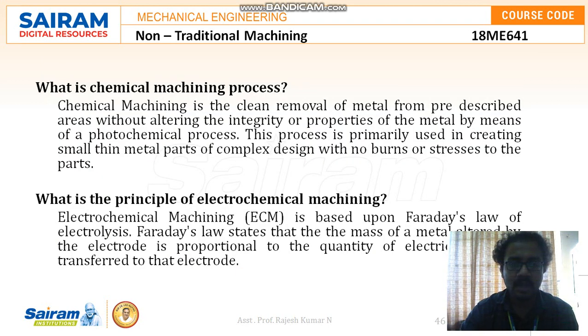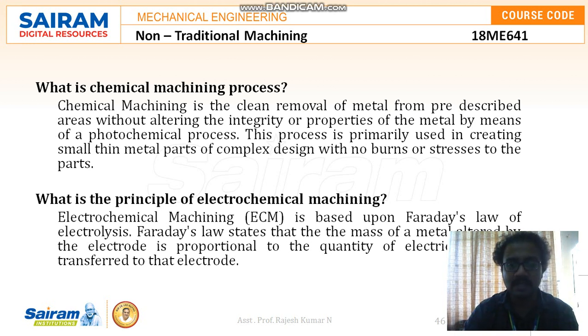In other words, the chemical machining process can be called a clean removal of metal from pre-described areas without altering the integrity or properties of the metal by means of a photochemical process. This process is primarily used in creating small, thin metal parts of complex design with no burrs or stresses to the parts. And what is the principle of electrochemical machining?